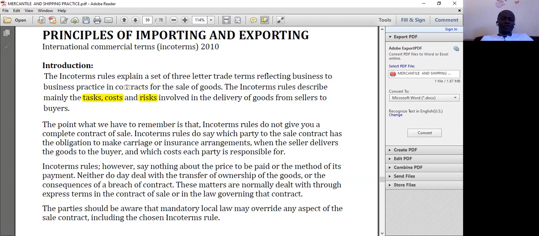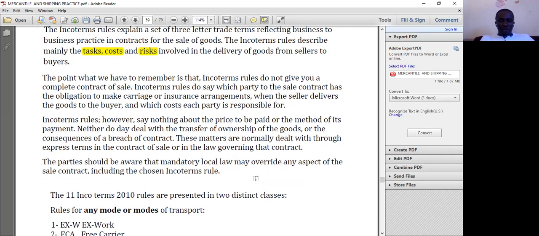Neither do they deal with the transfer of ownership of the goods, or the consequences of breach of the contract. So it is just one of the rules which are required, but it doesn't complete the entire contract of sale of goods. These matters are normally dealt with through the express terms in the contract of sale or in the law governing that particular contract. So the parties should be aware that mandatory local law may override any aspect of the sale contract, including the chosen Incoterm rules.